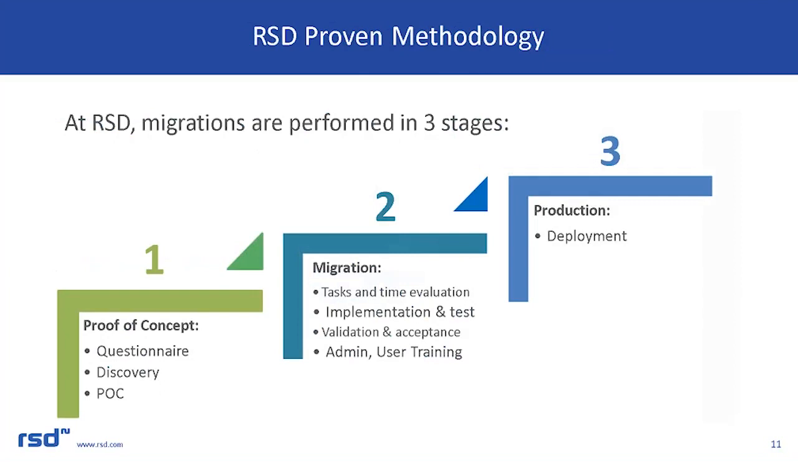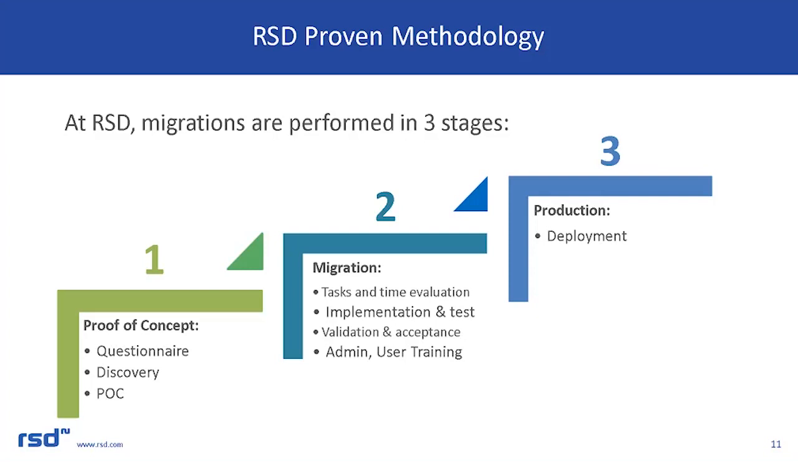Okay, so now I want to go into the three stages of our migration methodology. We do migrations in three stages. The first stage is proof of concept. The second stage is a migration stage, and then finally the production stage of deploying the product into production.